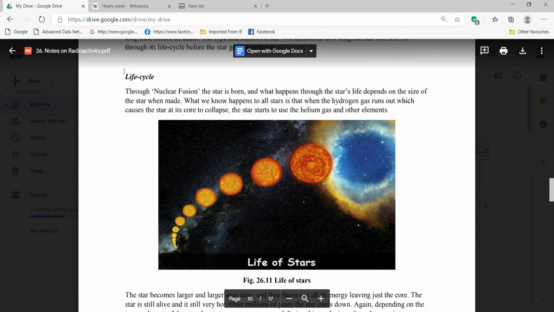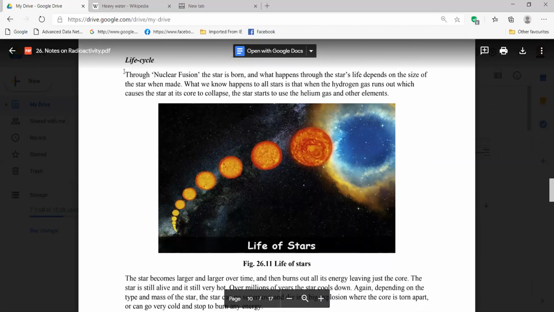Okay. So till here we got some ideas of what we know happens to all stars. That means all the stars are using the hydrogen gas. Hydrogen gas runs out, which causes the star and its core to collapse. The star starts to use the helium gas and other elements. So when hydrogen converts to helium, right? This helium is stored over there.